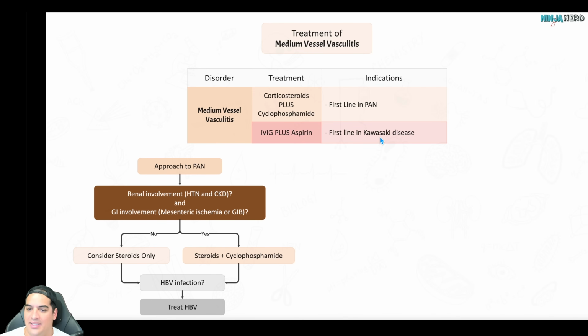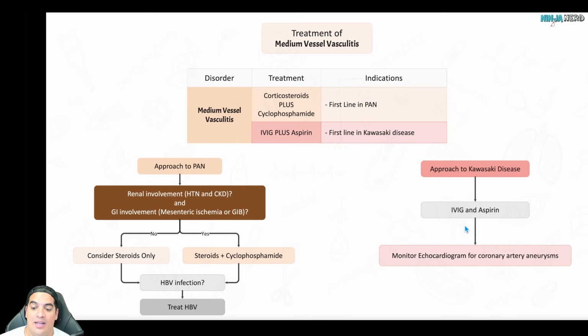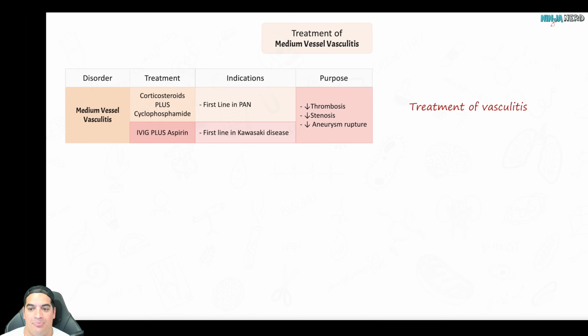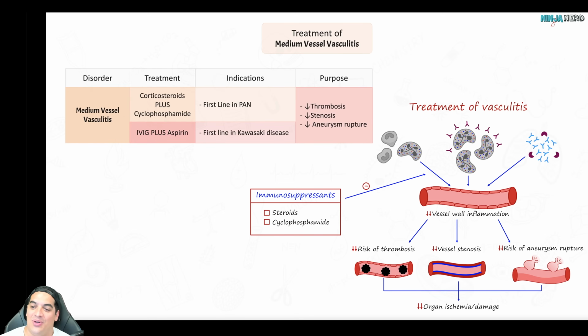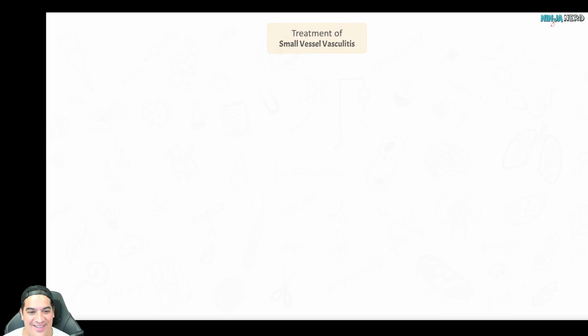What about Kawasaki's? It's pretty straightforward. You give them IVIG and aspirin, and then what you do is you look to see, are they getting any improvement in their coronary artery aneurysms? Are they remaining stable in size? So get an echocardiogram to keep checking on those coronary artery aneurysms to make sure they're not getting any bigger. Now again, why are you doing all of these things? You're giving all of these agents to reduce inflammation, reduce thrombosis, stenosis, and aneurysm rupture. That's the whole goal, right?